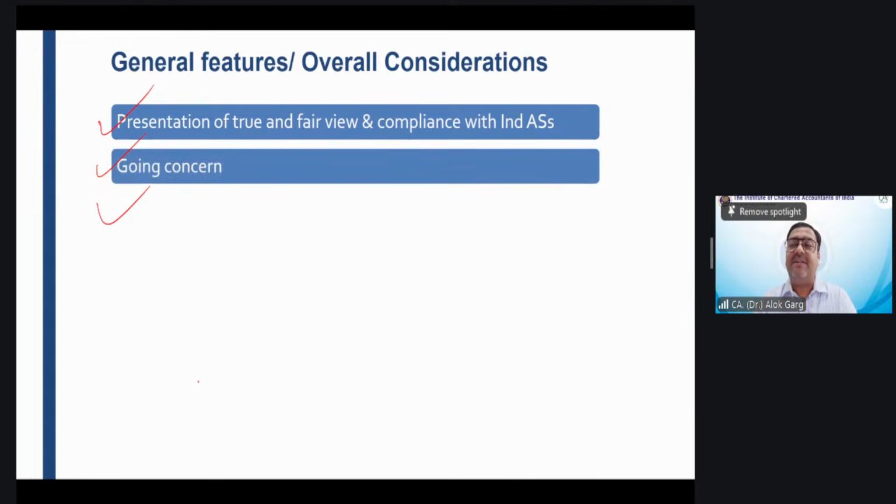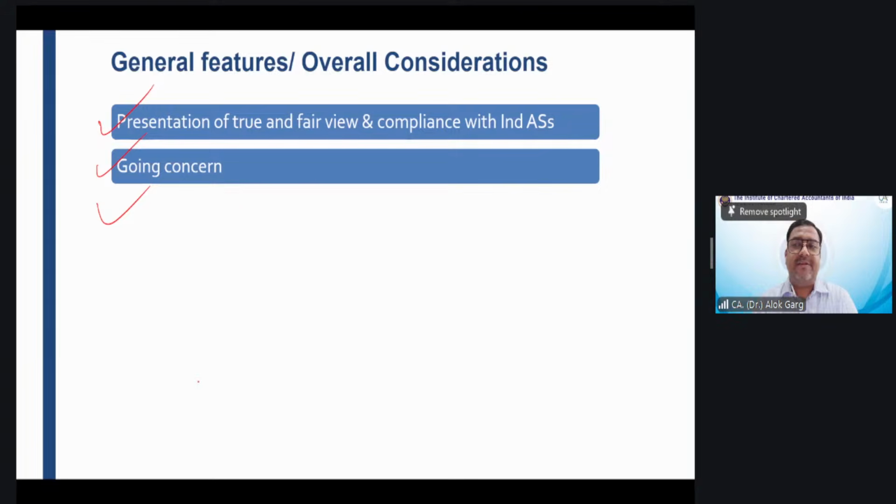Going concern: the entity's financial statements have to be presented on a going concern basis. Management has to evaluate whether going concern is appropriate in the foreseeable future. What is meant by foreseeable future? Sai Kiran: next 12 months, not 13 months, next 12 months. 12 months from the reporting date. Yes, you're right.